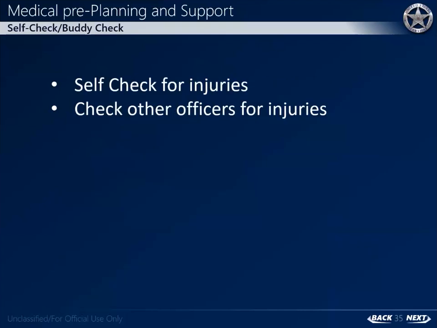Often officers will encounter situations that will increase adrenaline levels and therefore injuries may be overlooked. When time permits, the USMS deputy in charge or designated team leader should conduct a roll call and an accounting for all team members and their locations. Team members should be instructed to conduct a self-check for injuries. Once a self-check is complete, team members should partner up and conduct a buddy check for injuries and report back to the designated team leader.